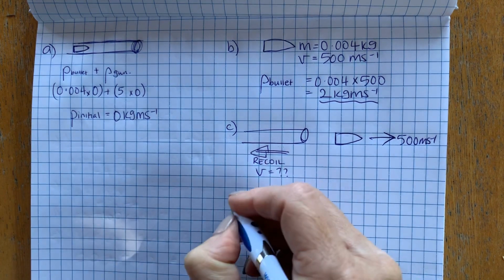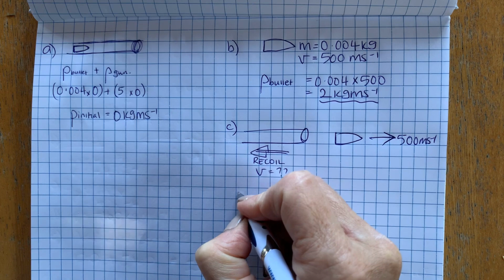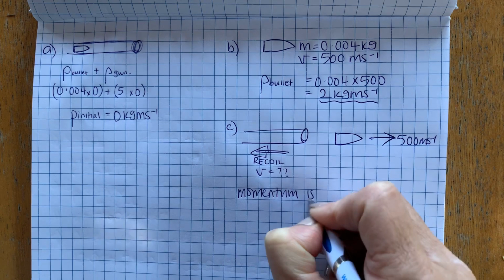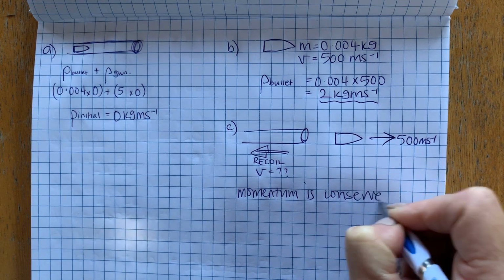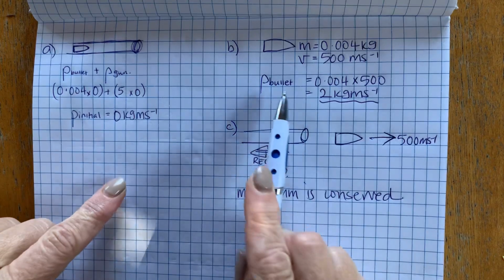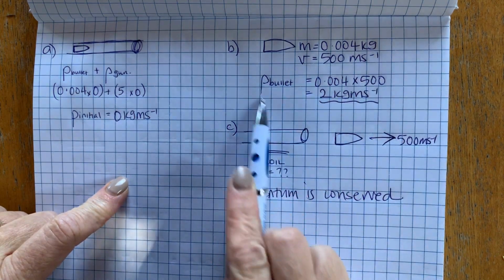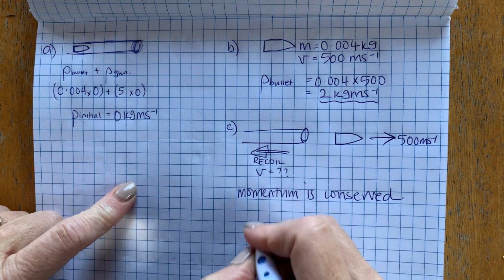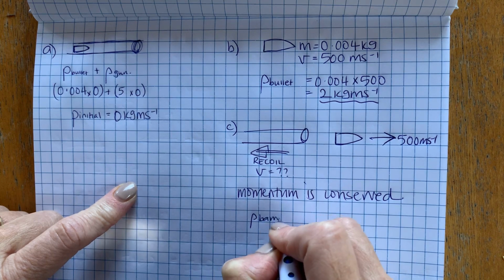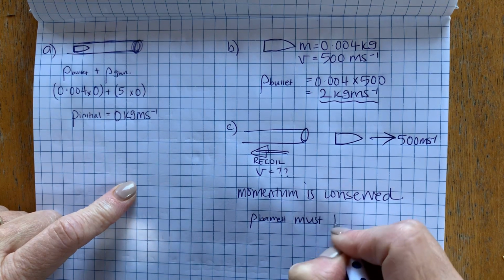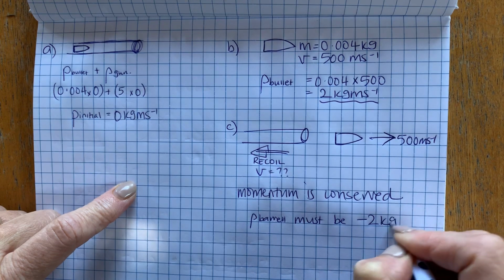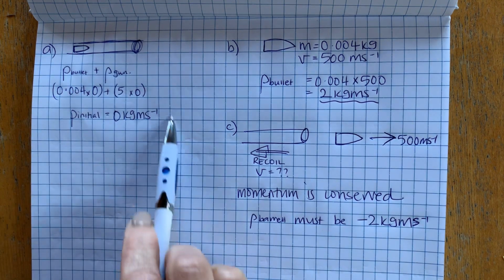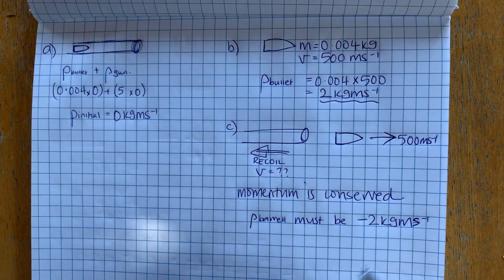And the assumption that we make is that momentum is conserved. So if the momentum of the bullet when it's left the gun is 2 kilogram meters per second, then the momentum of the barrel must be negative 2 kilogram meters per second. That's because we know that we had an initial momentum of 0.